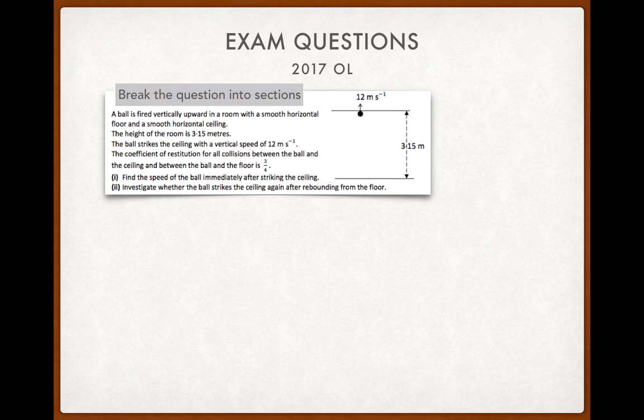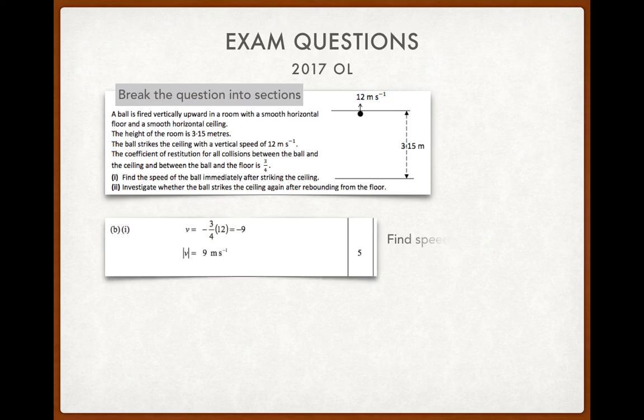What are we looking to do? Find the speed of the ball immediately after striking the ceiling. So we have an initial velocity of 12 meters per second going into that collision. If we apply the coefficient of restitution formula, which is minus E is V over U, we get a velocity of minus 9, which means the speed is 9, but it's going downwards, which is what we would expect. The speed after the collision is decreased, and it's also going in the opposite direction.